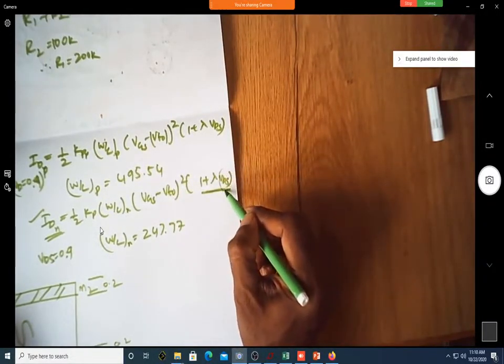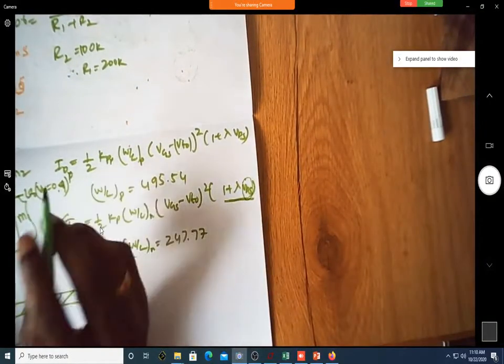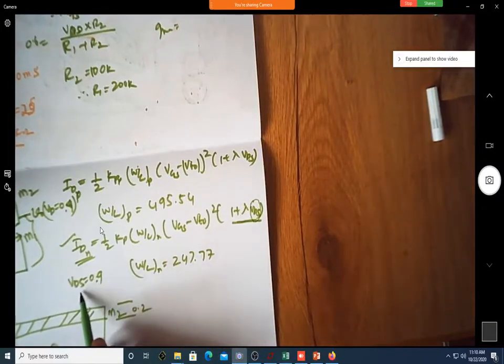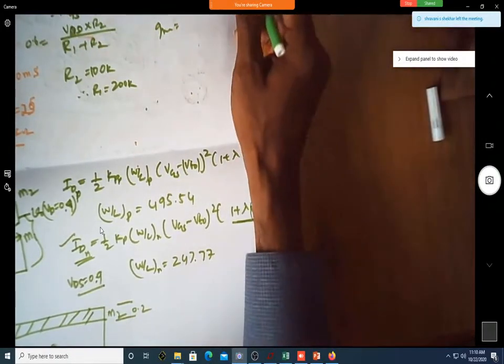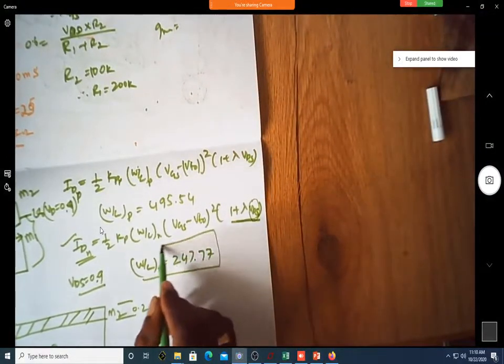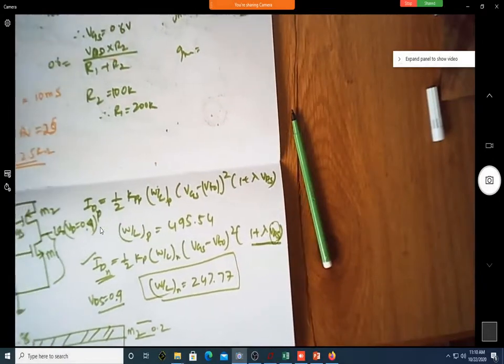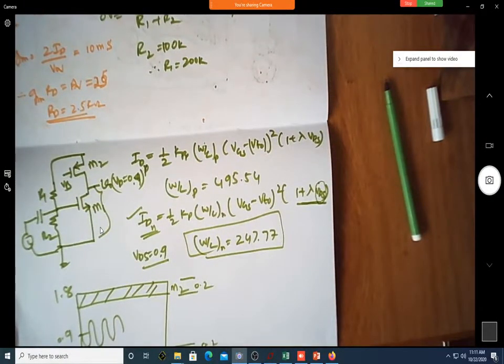Now, the value of VDS that you're going to substitute here is 0.9. With VDS as 0.9 and lambda as 0.01, find out whether W by L is 247.77 or not. Correct? Yes, sir. 247.77.